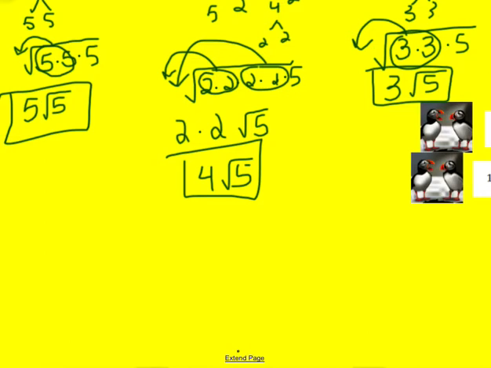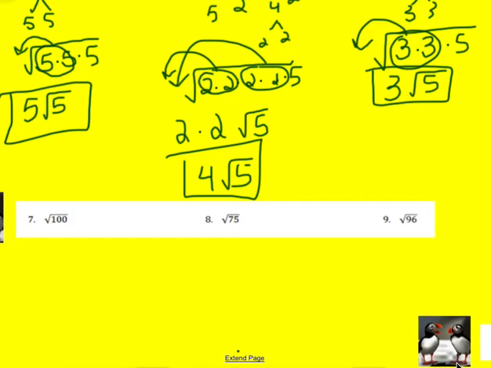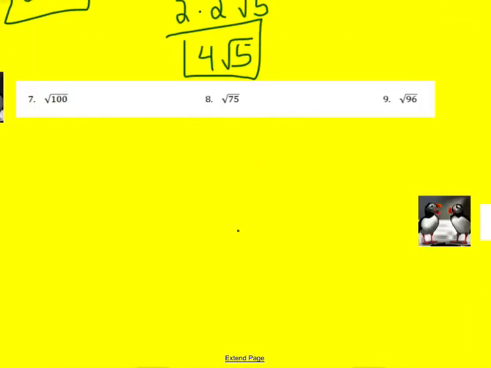So then my answer is 3 square root of 5. Alrighty, let's continue moving forward looking at more examples. So we're going to take a look at 7 through 9 now. And let's take a look at 100. So when I think of 100, I see that it ends in a 0. So I'm thinking 10, and then 10 and 10. Okay, well 10 breaks down to 5 and 2, and 10 breaks down to 5 and 2.